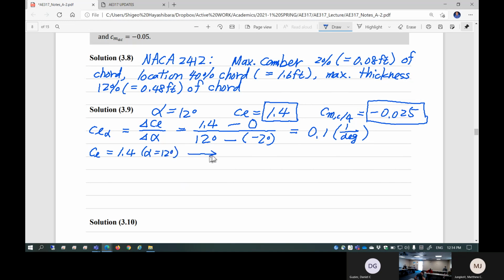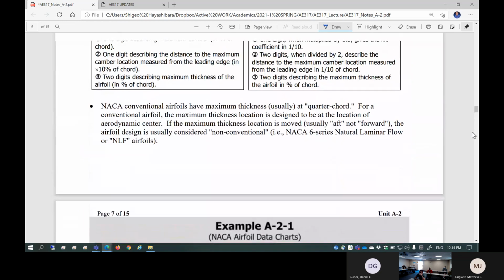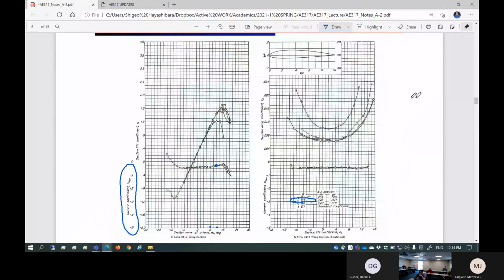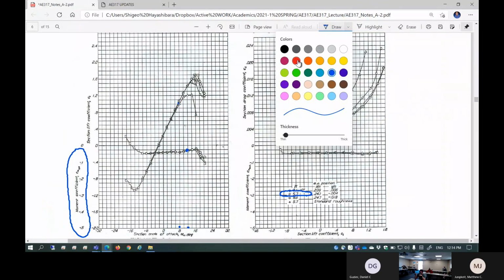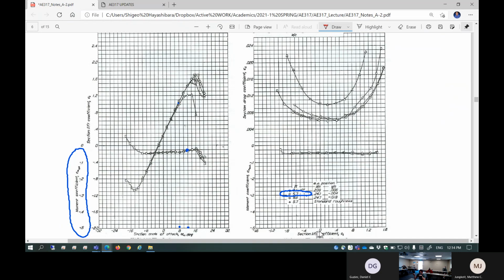correspondingly, what is the drag coefficient, CD? Let's just read off. If the lift coefficient is 1.4, what is the corresponding CD? You are going to read off the value from the drag polar. Let's take a look. So this is the drag polar. Now suppose your CL is 1.4 here, all the way here. What is the CD corresponding to it?